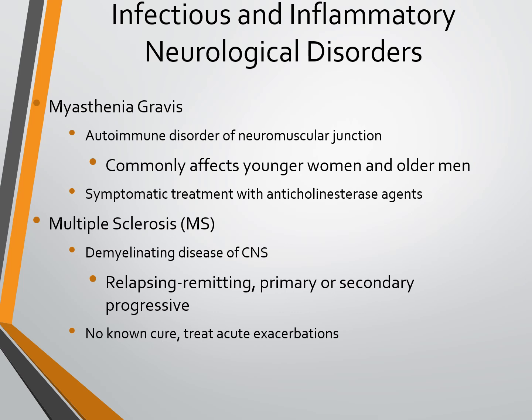And then we have multiple sclerosis, which is a demyelinating disease of the CNS. It can be relapsing and remitting. It has primary and secondary progression. There is no known cure, but what we do is we treat the exacerbations that a patient can have.